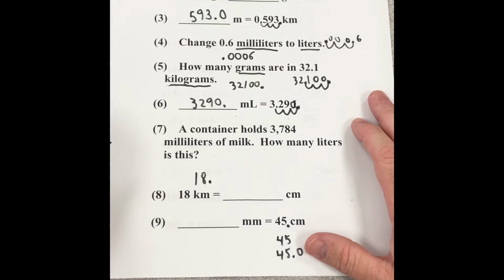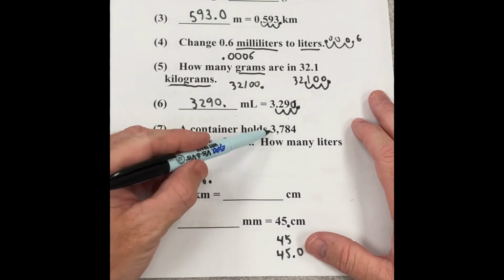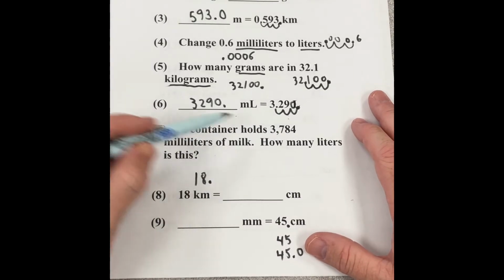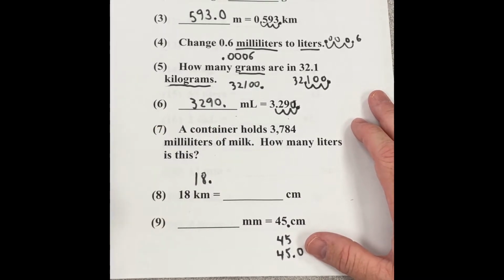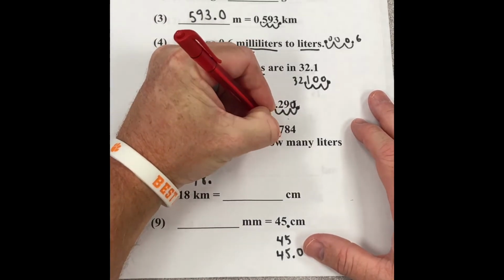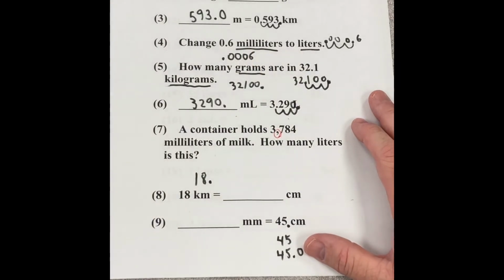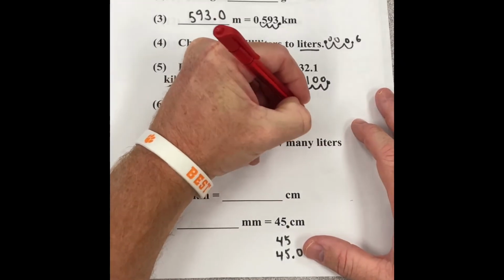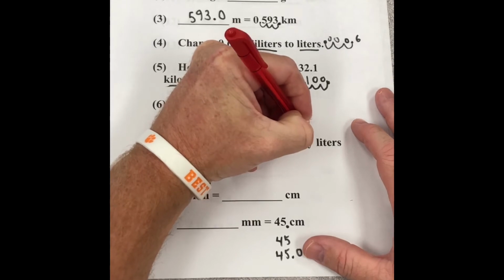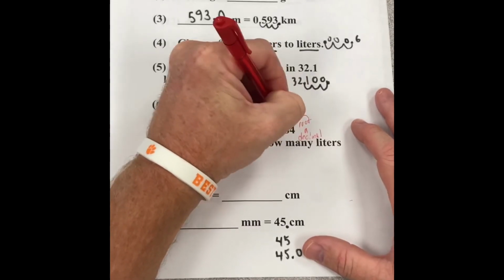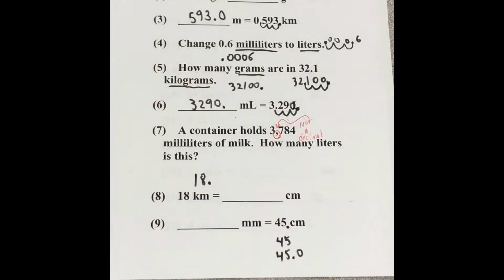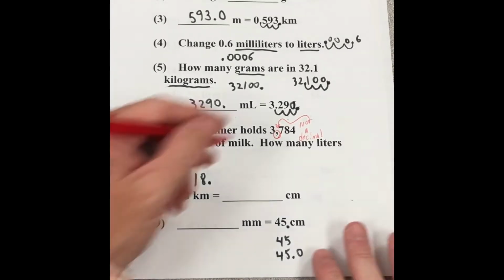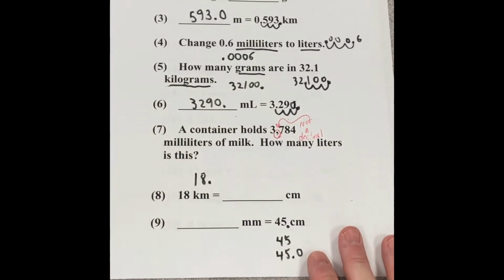Number 7, it's a word problem. Doesn't change anything. A container holds 3,784 milliliters of milk. How many liters is this? One common mistake people make is they think that this comma is a decimal. It is not. That is a comma. Don't mistake that as the decimal and move it.